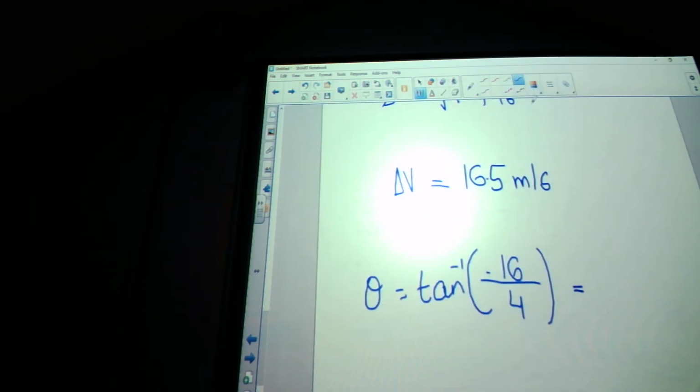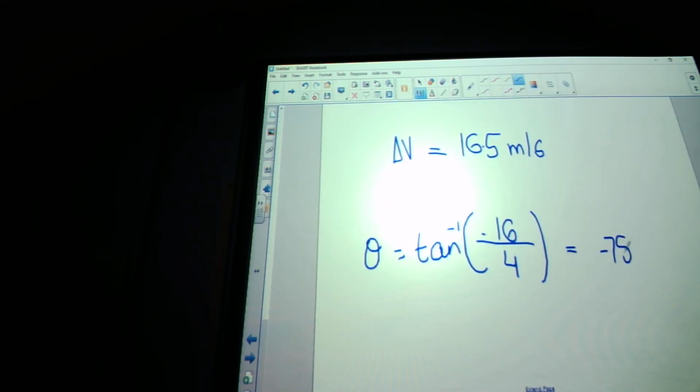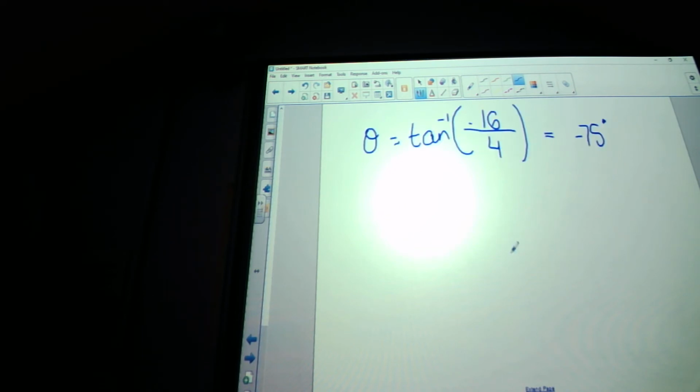If I write down minus 4 equals, now where is the tan inverse? Standard scientific, trig, second, tan inverse. Minus 4 equal, and then that tan inverse is minus 75. Yeah. So the angle is minus 75 degrees. If I want to find the real angle, I can do 180 minus 75 degrees. So that's 104 degrees.